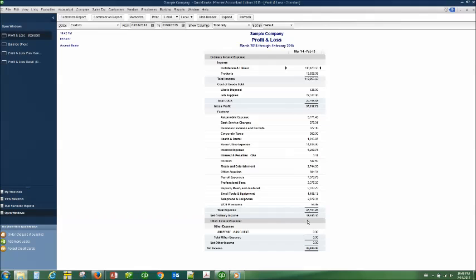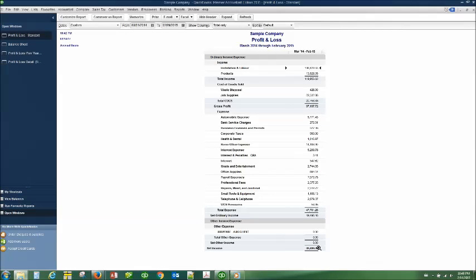At the end of this, you get this number, which is basically the total expenses that you used, and the profit or net income that you pay tax on is your gross profit minus all your expenses equals your net income that you're going to pay tax on.